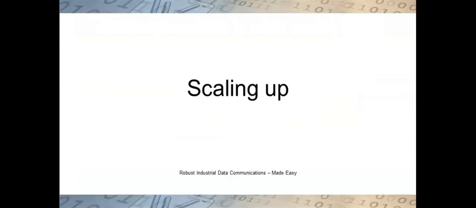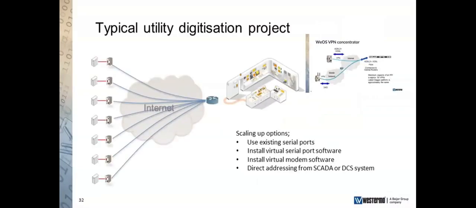Scaling up. So far we've looked at fairly small systems where we've been replacing point-to-point connections or simulating point-to-point connections. I've hinted that you can scale this up by putting virtualization in place. But there's nothing to stop you quite literally replacing whole utility digitization projects, leaving the serial assets in their locations, because they've still got 10 to 15 years worth of life left. There's no real reason to change them.